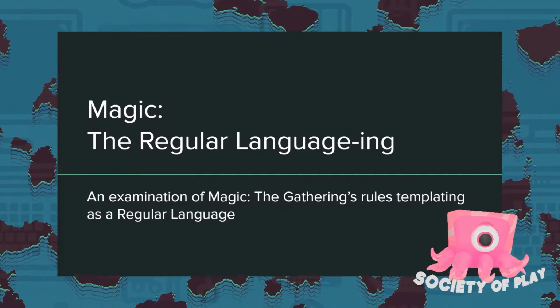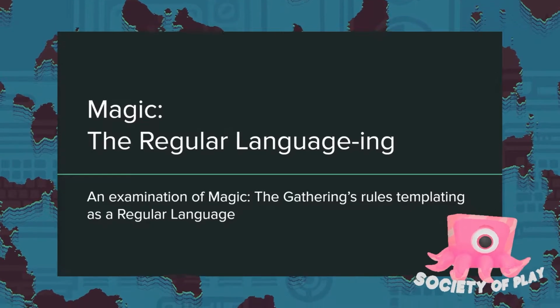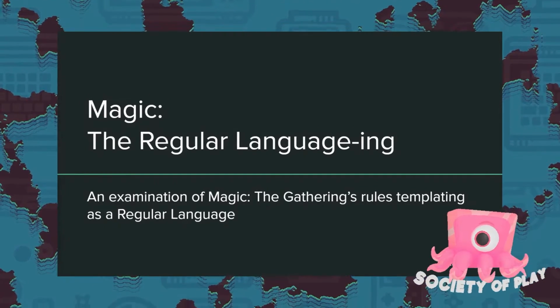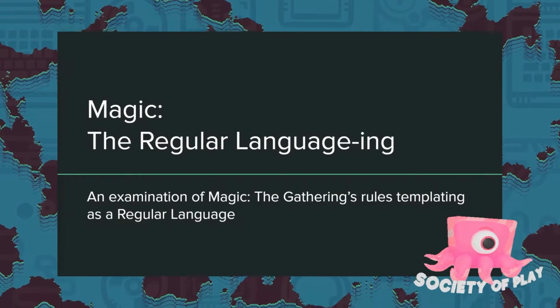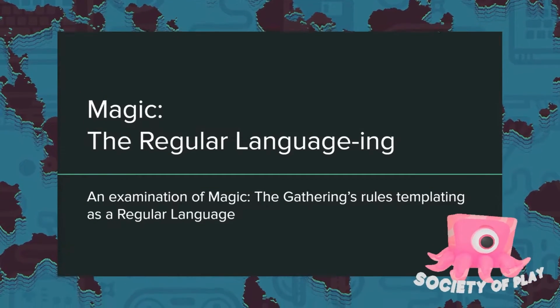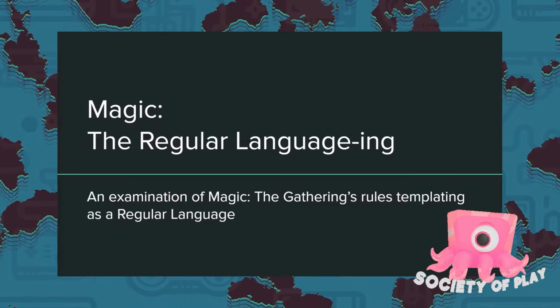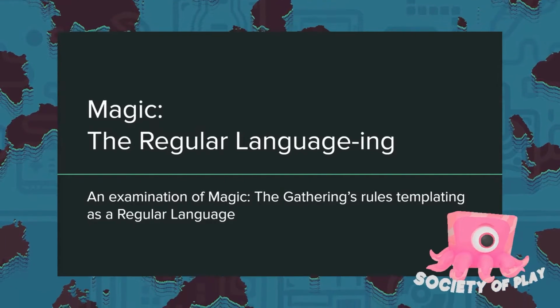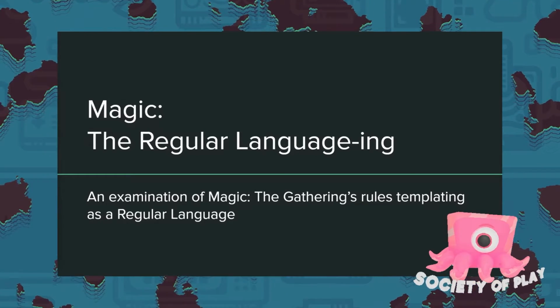So hi, my name is Matt Rainwater, and I love board games. I love card games, and I love video games that are basically just board games and card games. And I especially love Magic the Gathering. So welcome to my talk. This is Magic the Regular Languaging, an examination of Magic the Gathering's rules templating as a regular language.